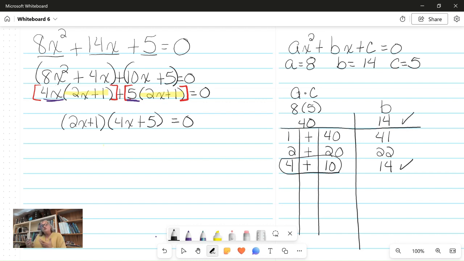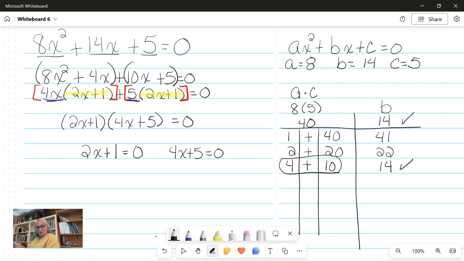Oh, this gives me something I know what to do with. There's this multiplicative property of 0 that says if two things are multiplied together and they equal 0, then one or both equal 0. In this case, that lets me separate these things out. So 2x plus 1 has to equal 0, and or 4x plus 5 has to equal 0. Oh, I know how to solve these now.